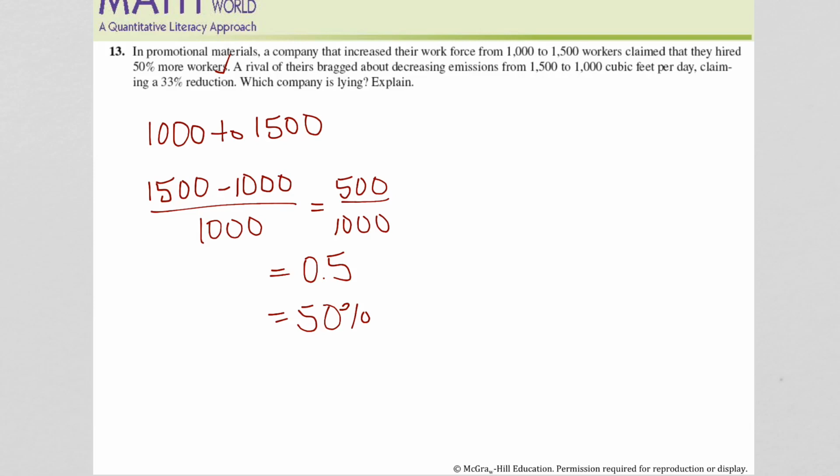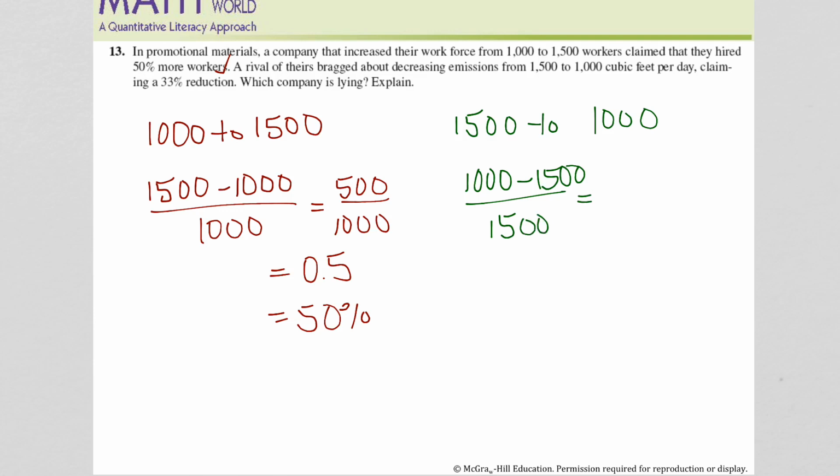So let's look at the second one. What about 1,500 to 1,000? The percent increase here is actually going to be a decrease. That's okay. We'll just get a negative number. So new minus original over the original gives us a negative 500 over 1,500, which is, when you put that in your calculator, negative 0.33, or negative 33%.